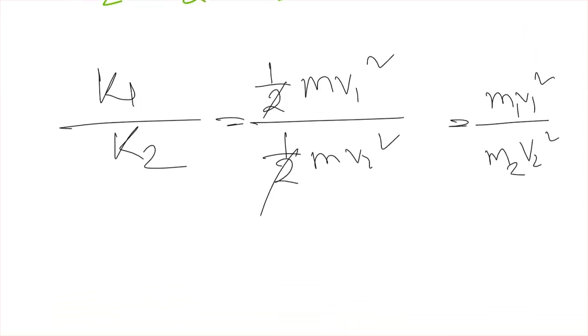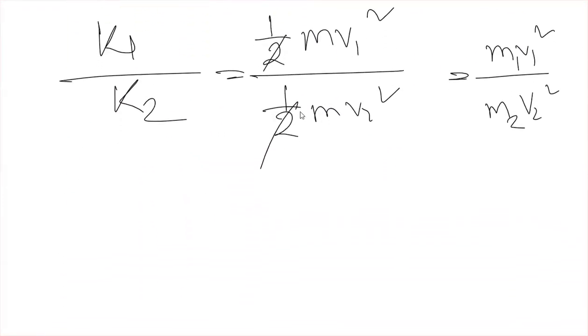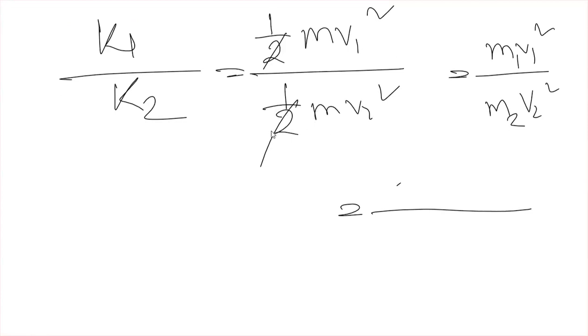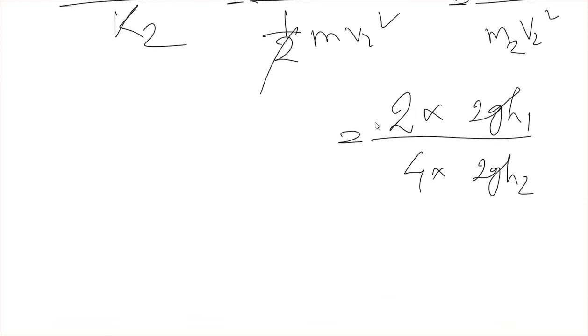Let's erase this. So one is 2 kg, another is 4 kg. Okay, so 2 into root over 2gh1 whole square, divided by 4 into root over 2gh2 whole square. So v square के वैल्यू बैठाएंगे, so the root will cancel out, so that will be 2 by 4 into h1 by h2.